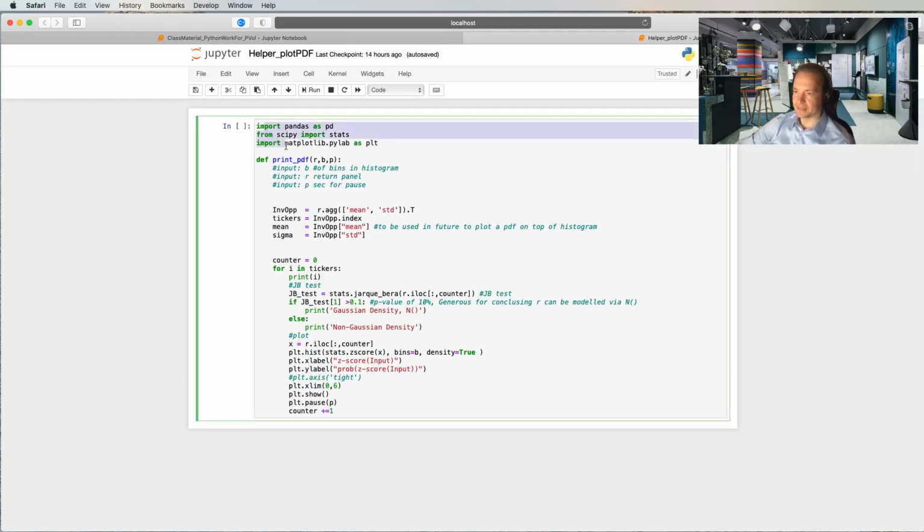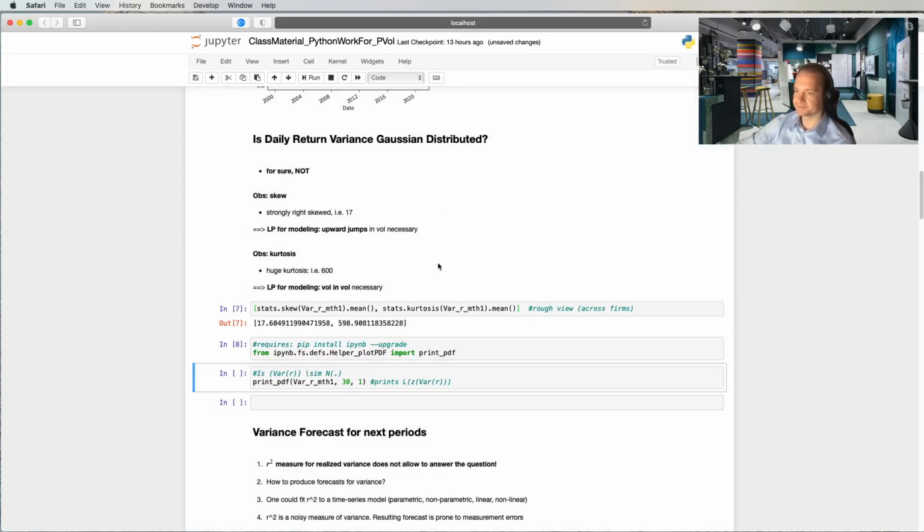So here's what it does. I just read in some return panel, here now it will be the variance. And then it runs a Jarque-Bera test, and it plots the density in terms of the Z-score. Okay, that's all it does. So let's just do that. So the question is: is the variance Gaussian?